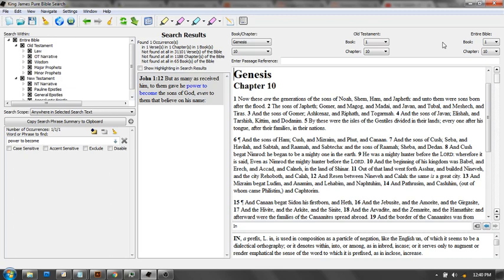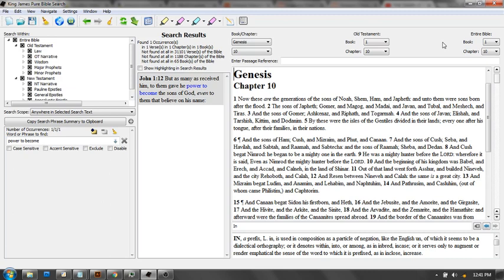So Nimrod, the beginning of his kingdom, verse 10, was Babel, and Erech, Akkad, Calneh, where? In the land of Shinar. Note that. Whenever you hear the land of Shinar, know what we're speaking of. In the land of Shinar. You're going to see that a lot. Verse 11. Out of that land went forth Asshur, and builded what? Nineveh. These are still children of Ham. Remember Nineveh? Where Jonah went. And the city Rehoboth and Calah, and Resen between Nineveh and Calah. The same is a great city. These are great things being done by these grandchildren of Ham.